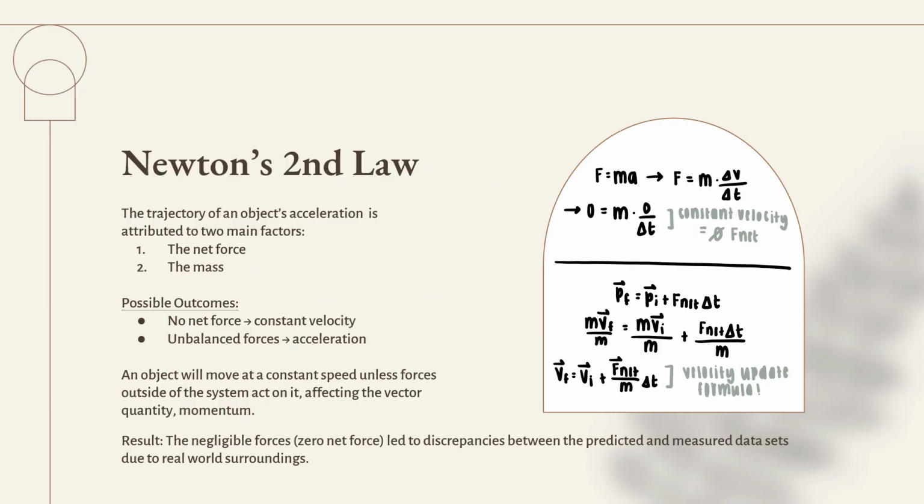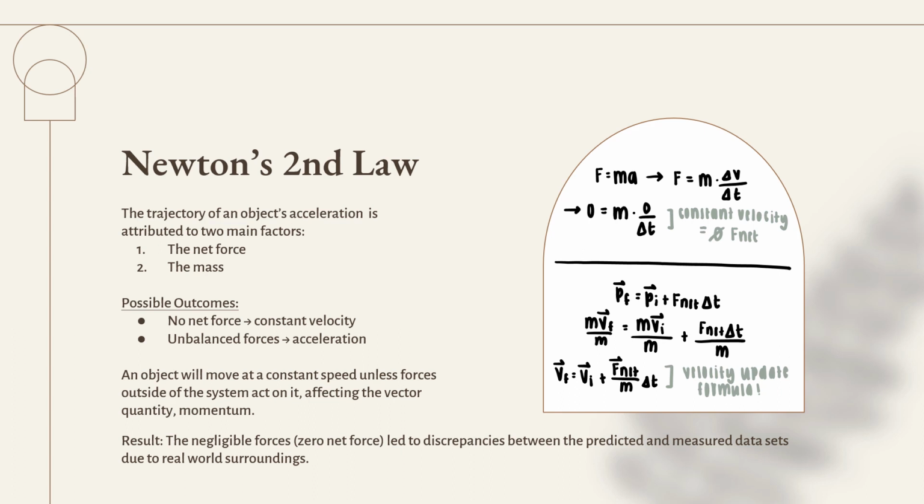Newton's second law can predict the trajectory of an object's acceleration due to two main factors, including the net force and mass of an object. There are two possible outcomes: either there's no net force and a constant velocity, or unbalanced forces will lead to an acceleration or deceleration in an object's motion. To our right, you can see force equals mass times acceleration, and because there's a constant velocity, we can see that the net force will be zero.